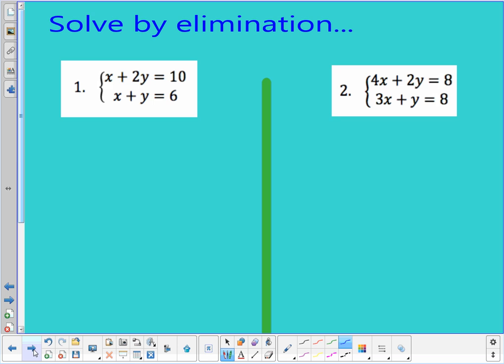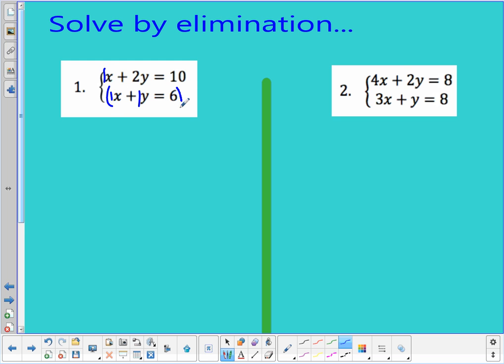Number 1, I have x plus 2y is equal to 10 and x plus y is equal to 6. So I'm already in standard form for both. X over x, y over y, equal sign over equal sign, 10 over 6, constant over constant. But my coefficients are not opposites. This coefficient is a 1, that's a 1. This is a 2, that's a 1. So I'm going to work with these x's because they're at least the same number, and that helps me.